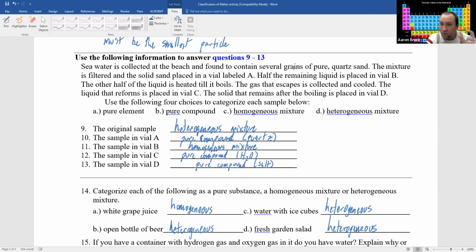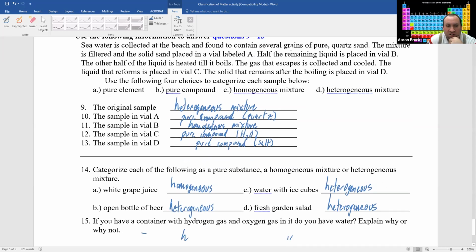The liquid that reforms in C, pretty safe to assume that that's just the water. And so that'd be a pure compound of H2O. And the solid that remained, that was after the boiling, we could be pretty confident that was a pure compound, in that it was salt, sodium chloride.